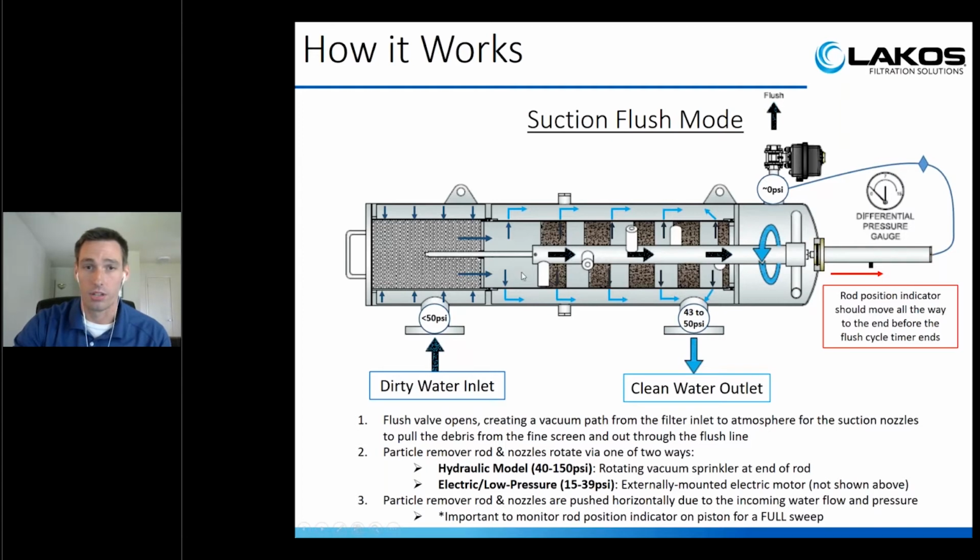The way it backwashes itself, since you have a vacuum from 50 PSI to atmosphere, everything is going to be sucking through these suction nozzles. It rotates because of this sprinkler suction spinner right here at the end. It's almost like a turbine, but it's not actually a turbine, but it does rotate due to the suction effect. And it moves horizontally just because the water is coming in and pushing this piston rod to the right. So that's how it rotates and moves at the same time.